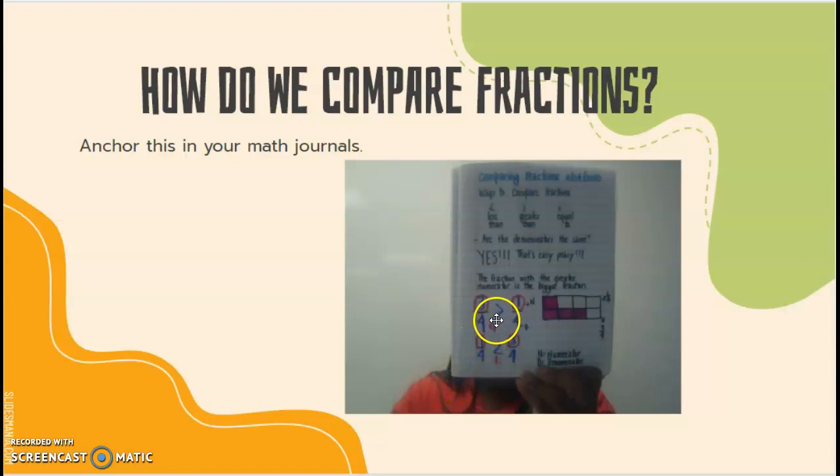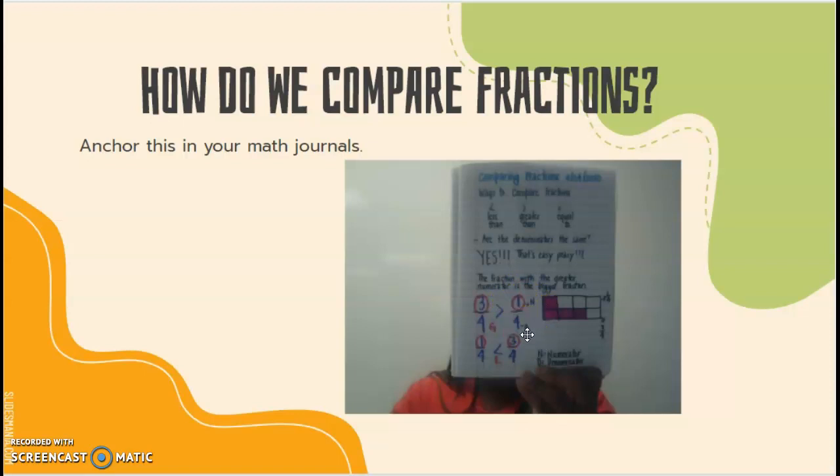Remember that the denominator is the bottom number of a fraction that tells you the total parts of the whole, and the numerator represents parts of the whole or parts of a set. So if I have 3/4, that means I have 4 total parts, and out of those 4 total parts, 3 are shaded. If I have 1/4, that means I have 4 total parts of the whole, and my numerator represents one of those 4 parts that's shaded.